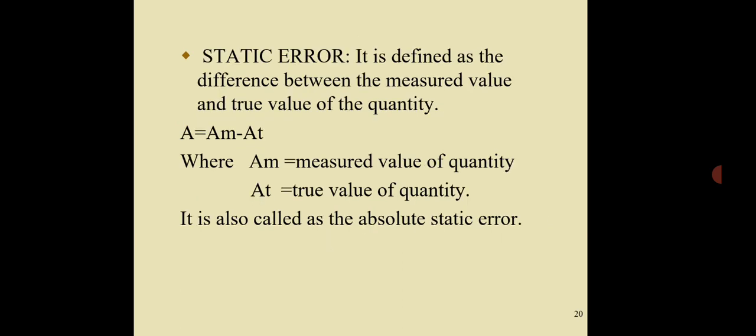Coming to our first type of errors, static errors. What do you mean by static error? Static error is defined as the difference between the measured value and the true value of the quantity. So what is the difference between the measured value and the true value? That is nothing but what is known as an error. In the previous class we have seen, this error we are saying as a static error or absolute static error.